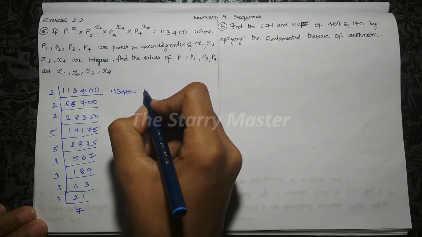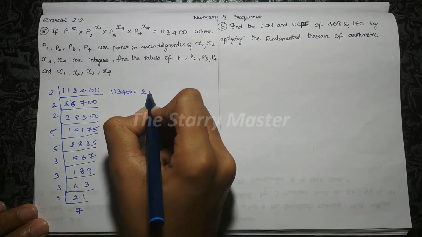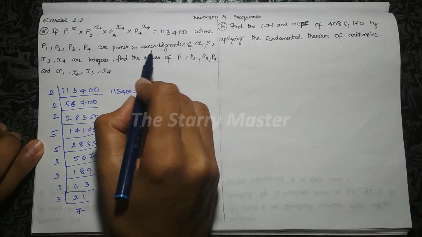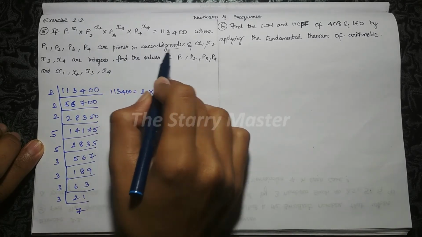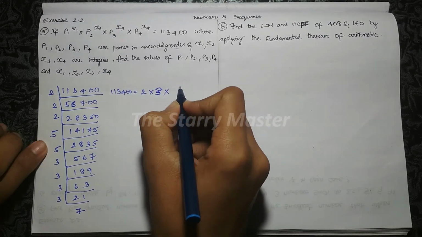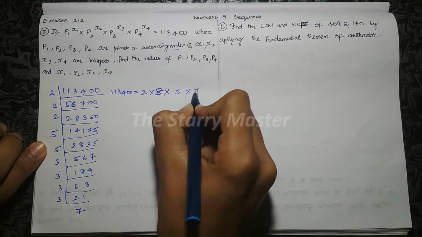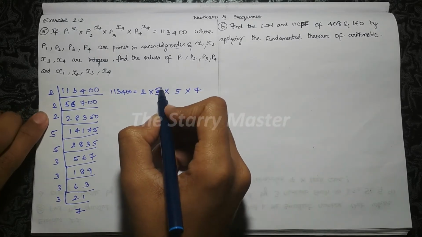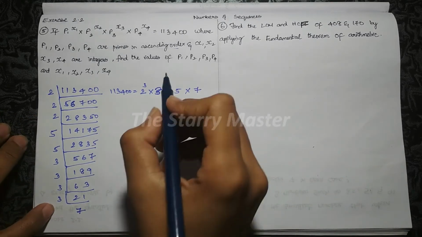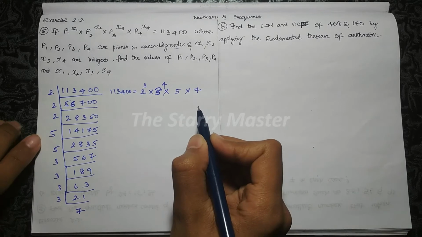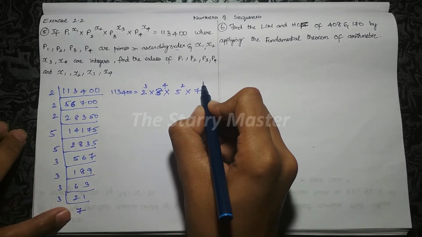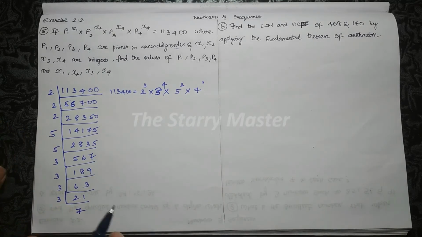113400 is equal to what we have got, 2 into 3 into 5 into 7. Actually we have to write in ascending order. 2 we have 3 times, so 2 power 3. 3 we have 4 times, so 3 power 4. 5 we have 2 times, so 5 power 2, and 7 we have 1 time, so 7 here.